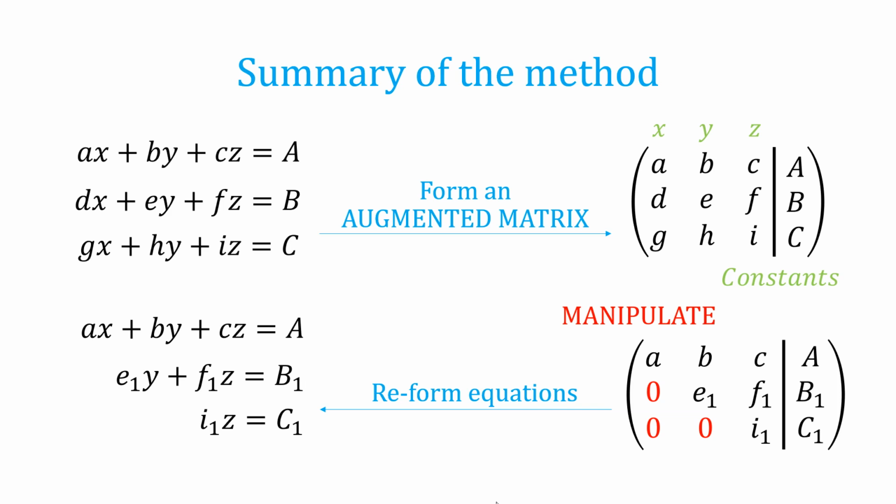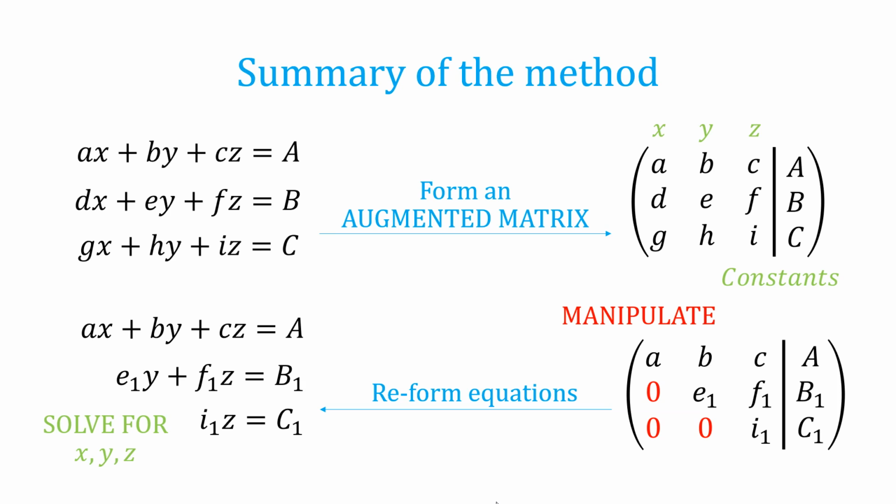From there, it's really easy to solve for x, y and z, because in the third equation, all we need to do to find z is divide c1 by i1. Once we have z, we can sub that into equation 2 and easily solve for y. And once we have y, we can sub those into equation 1 in the y and z positions to find x. So those are the steps essentially.